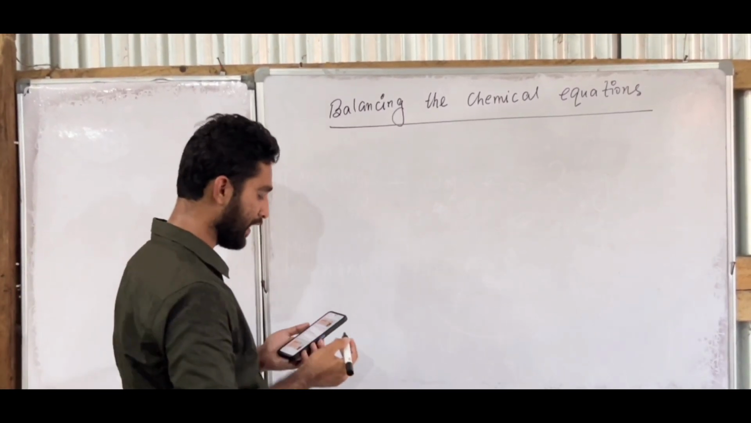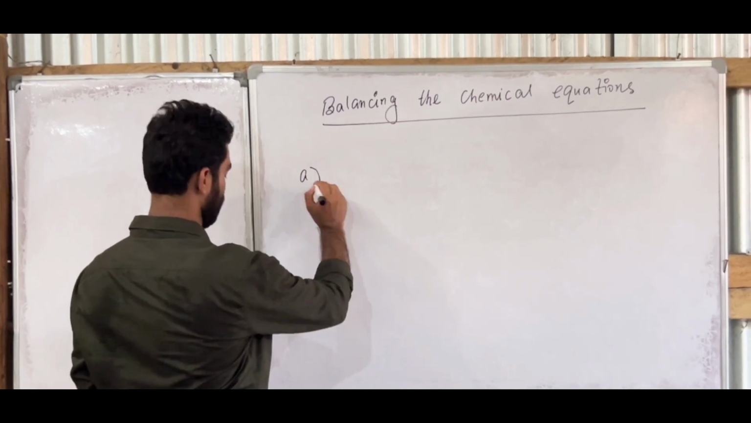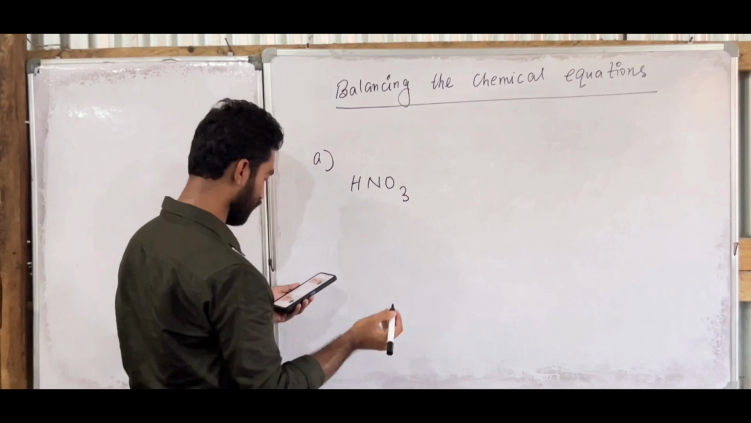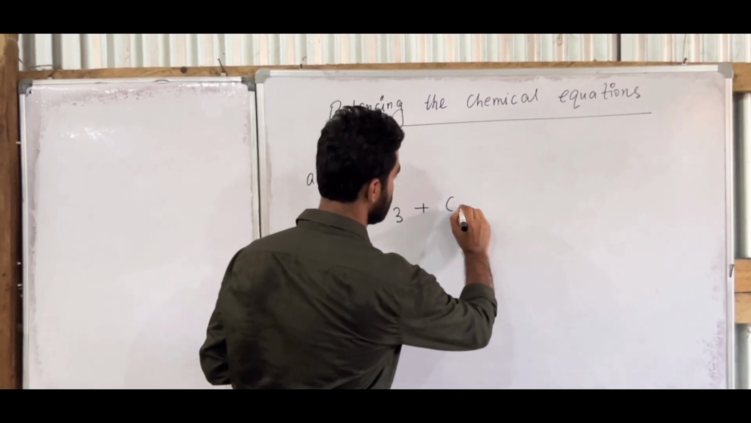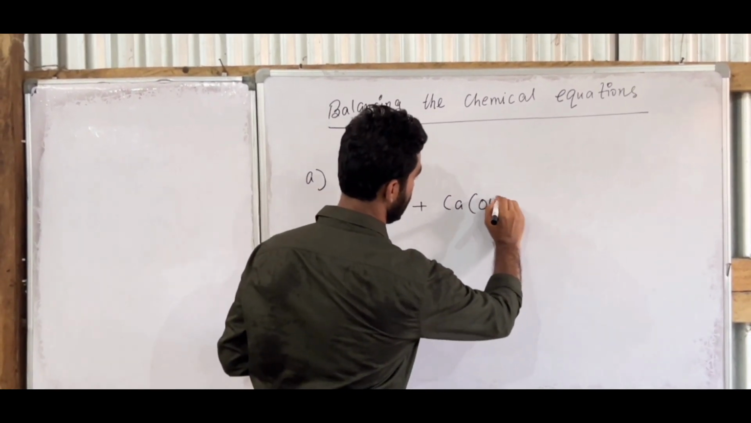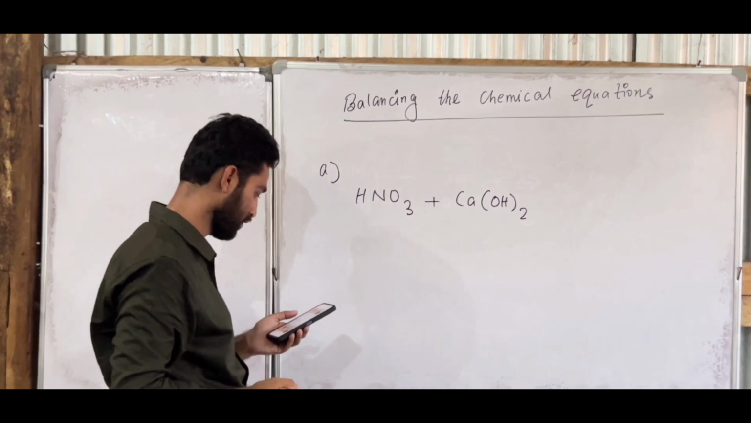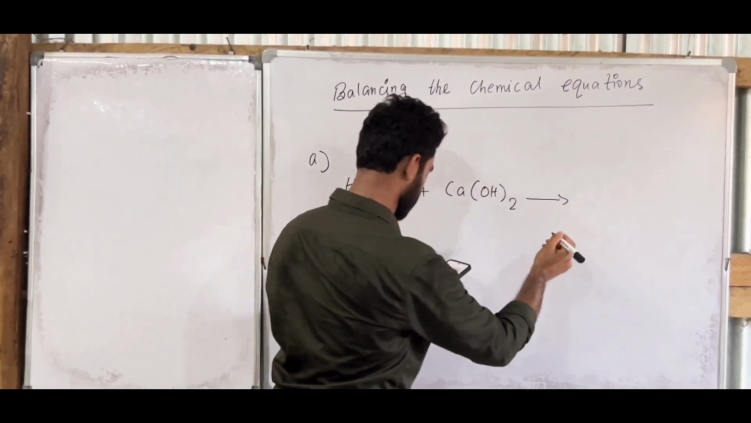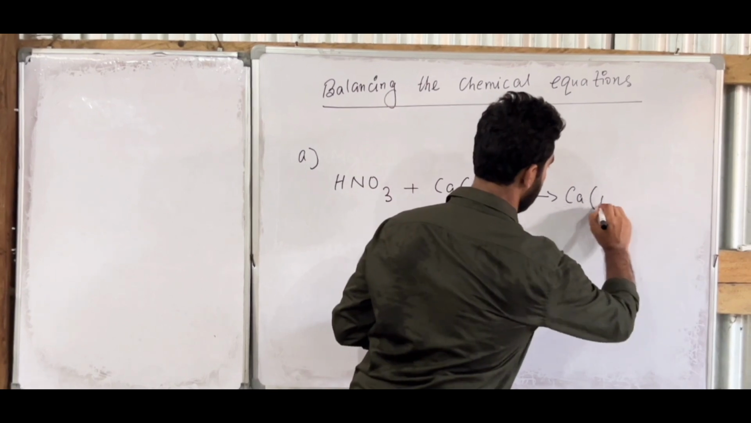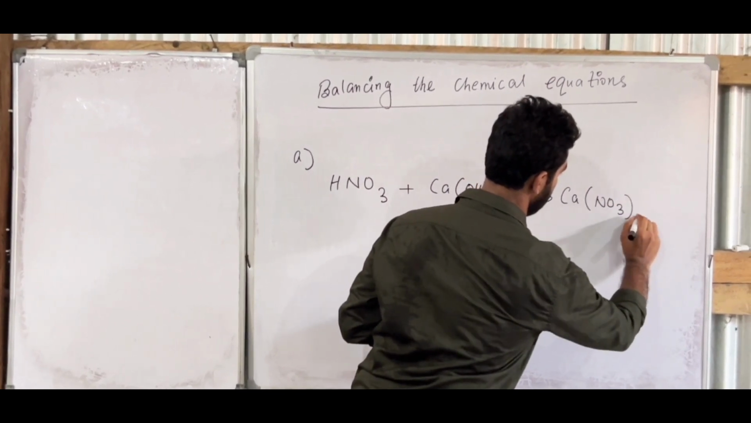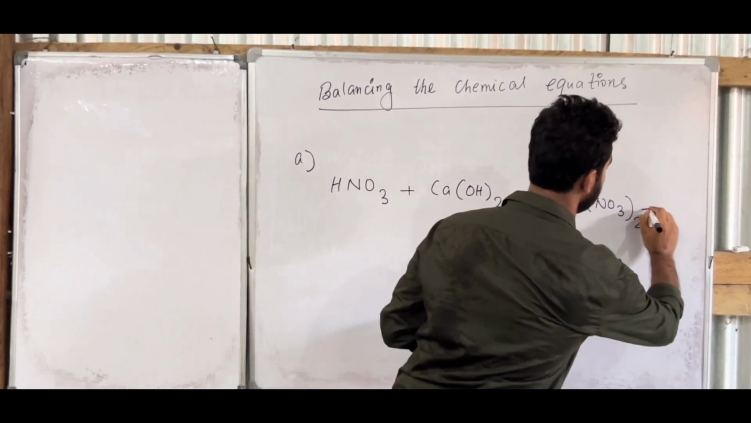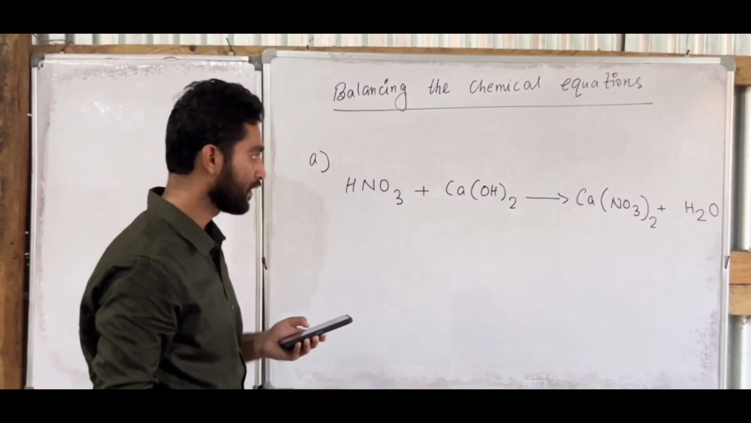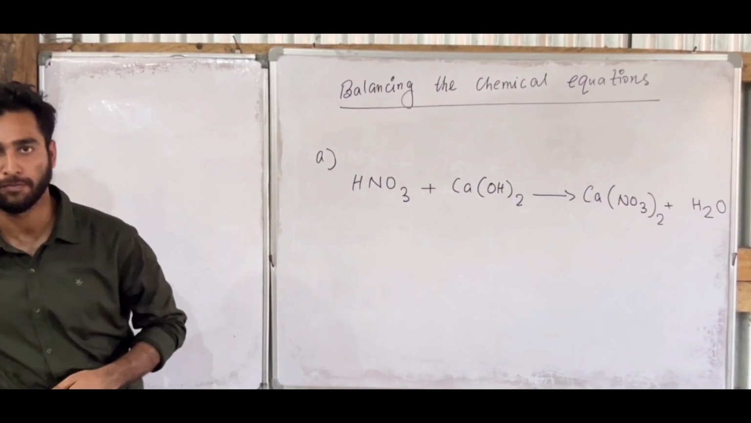So this is our NCERT example. HNO3 plus Ca(OH)2, which means calcium hydroxide, then Ca(NO3)2 plus what? Now this reaction we will try to balance.